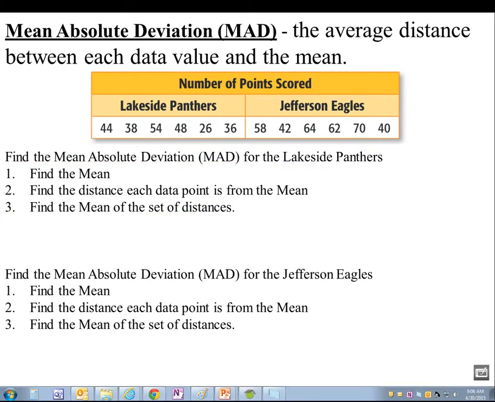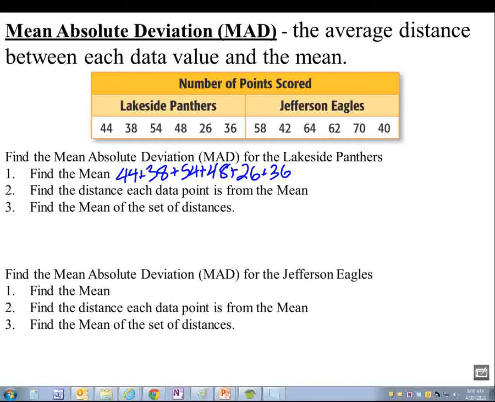So we are going to find out the mean absolute deviation of the Lakeside Panthers. And in order to do that, the first thing we have to do is find the mean. So in order to find the mean, we have to add up these points together and divide by how many data sets there are. So we go 44 plus 38 plus 54 plus 48 plus 26 plus 36.